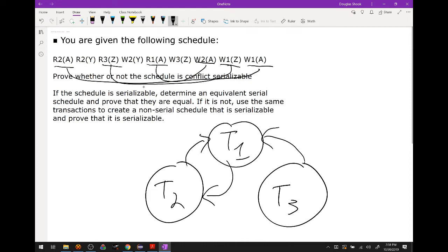So I've looked at the read-write conflicts. I believe that I've found all of them. I would also want to check write conflicts. So look at the write operations and see if any of those conflict. And I believe that there are some that do. For example, this one. Write 3 to write 1, which has us draw the edge that we've already got. So it doesn't add anything.